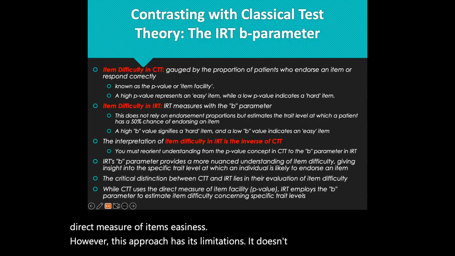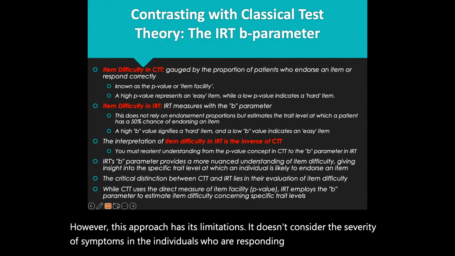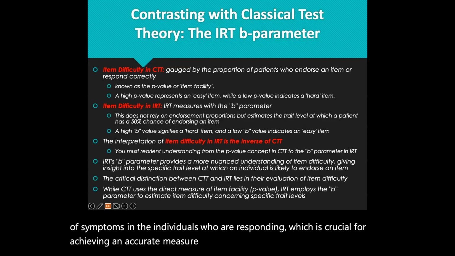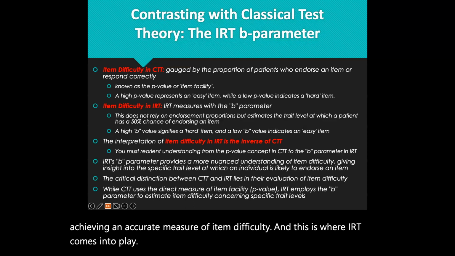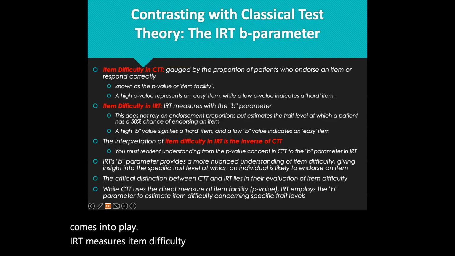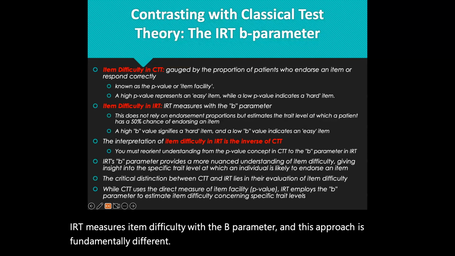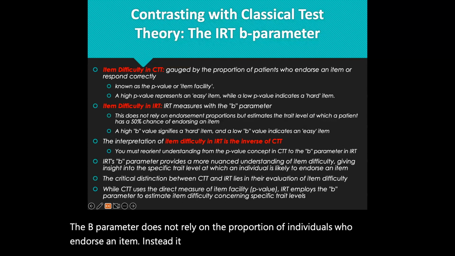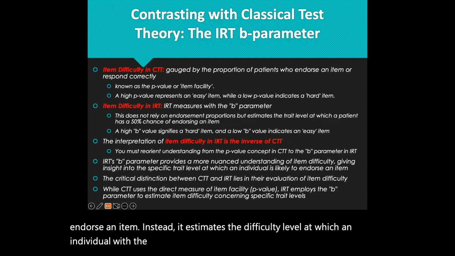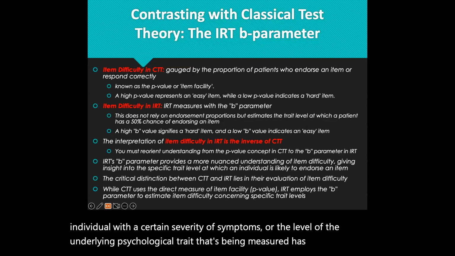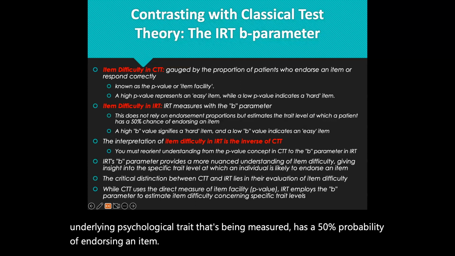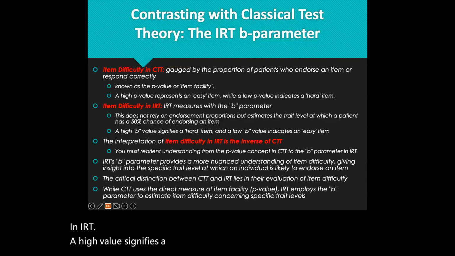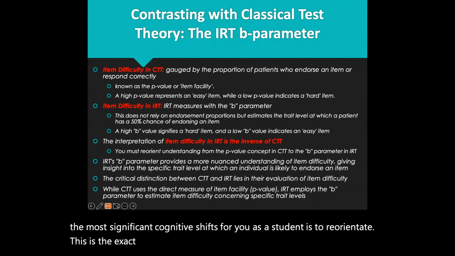However, this approach has its limitations. It doesn't consider the severity of symptoms in the individuals who are responding, which is crucial for achieving an accurate measure of item difficulty, and this is where IRT comes into play. IRT measures item difficulty with the B parameter, and this approach is fundamentally different. The B parameter does not rely on the proportion of individuals who endorse an item. Instead, it estimates the difficulty level at which an individual with a certain severity of symptoms, or the level of the underlying psychological trait that's being measured, has a 50% probability of endorsing an item. In IRT, a high B value signifies a hard item, whereas a low B value indicates an easy item. This is the exact inverse of classical test theory.